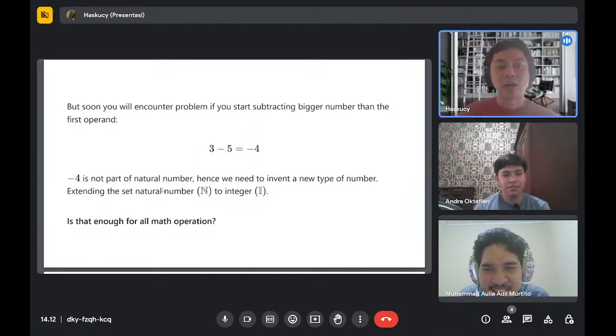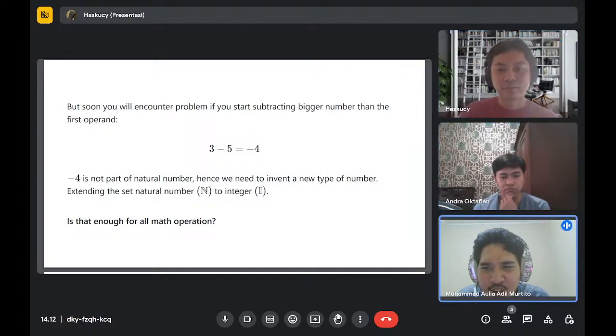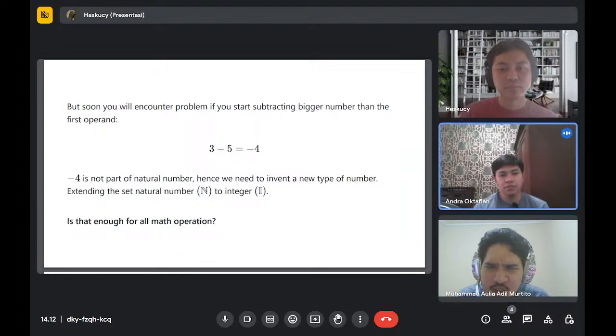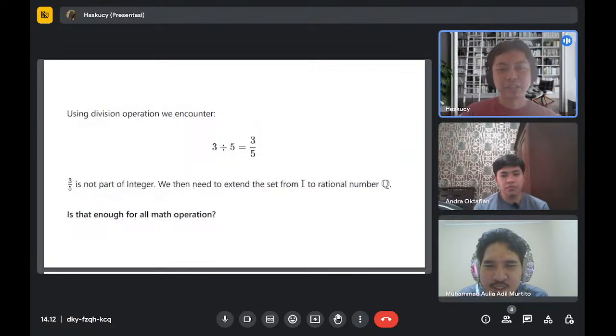But is that enough for all math operations? What do you think, Andrea? Well, of course, there are many math operations, and there are rational numbers, irrational numbers, and imaginary numbers. That's true. For example, if you use the division operation, we encounter 3 divided by 5, a fractional number, basically. It's not part of the integers. We need to extend from the set Z of integers to the rational numbers Q.